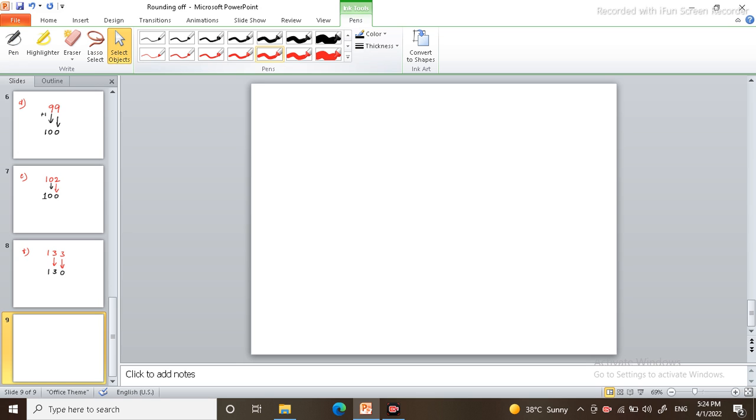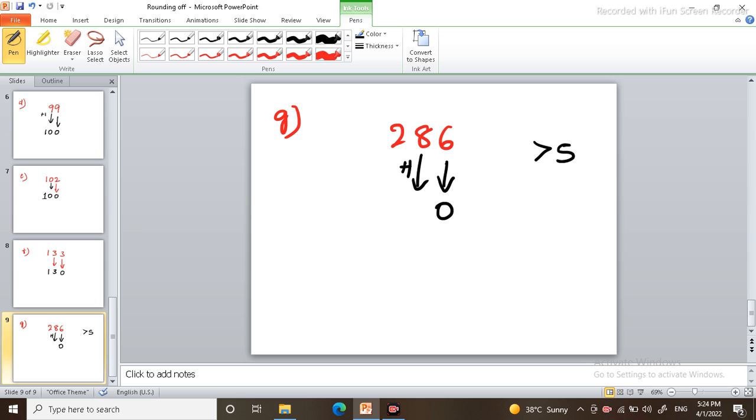One last example for rounding off to the nearest 10. I'll consider 286. Yeah, see, in ones place it is more than 5, so keep 0, and here in tens place add 1, so it will become 9. This will keep as it is because we are just rounding off to the nearest 10. So when we round off 286 to the nearest 10, the answer will be 290. Hope this is clear.